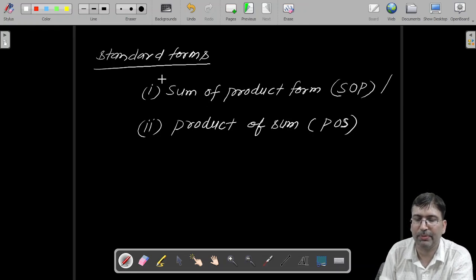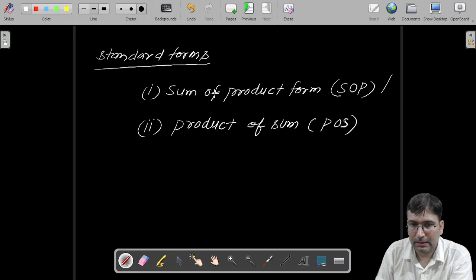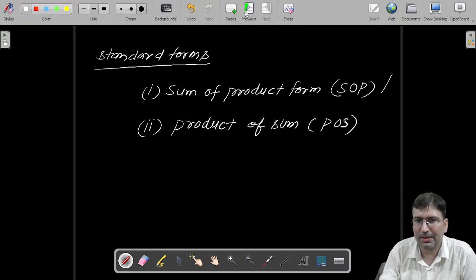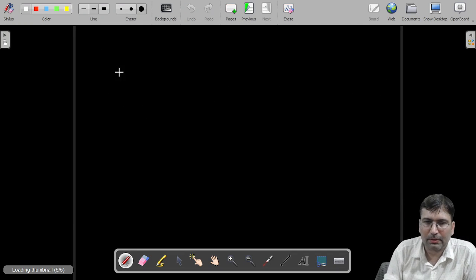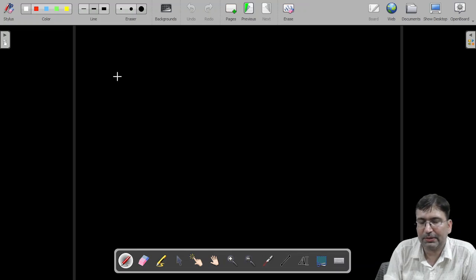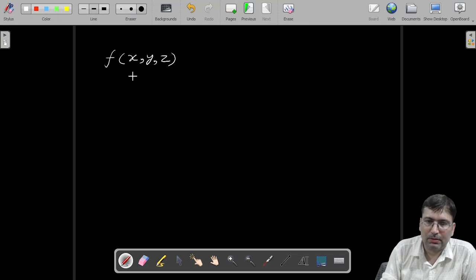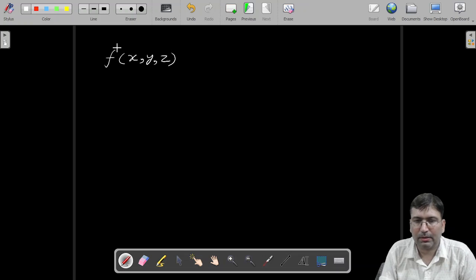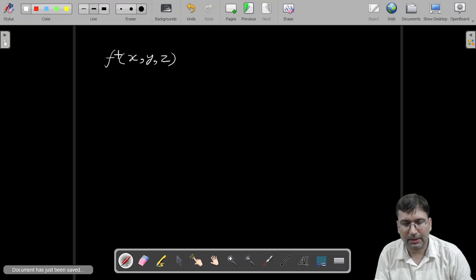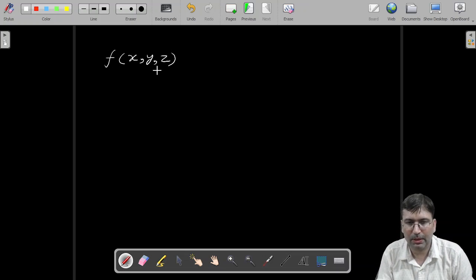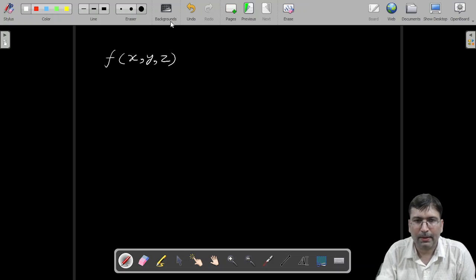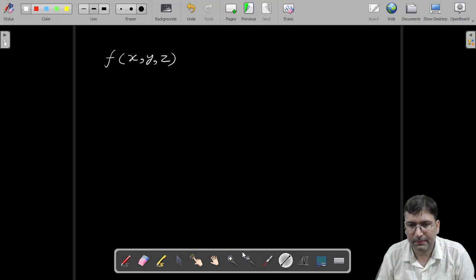So what is min term and max term? Let's try to understand that. Let's say I'm defining a function over three variables. So let's say I'm defining f over x, y, and z. So when I want to define a Boolean function f over three Boolean variables x, y, and z, let's draw the truth table for that.